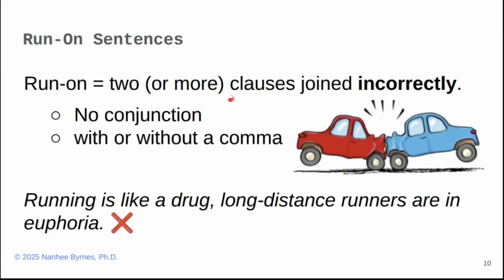Now let's begin with run-on sentences. Why start here? Because they're usually easier to recognize and fix. A run-on sentence happens when two or more independent clauses are joined incorrectly, often with no conjunction or sometimes just a comma. For example, running is like a drug. Long-distance runners are in euphoria. This is not correct because the two ideas are simply placed side by side without the proper connection.